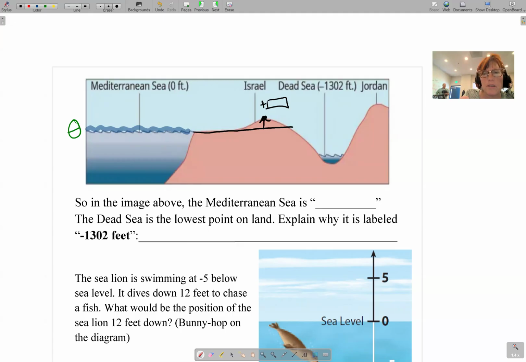But then it has this dip in land called the Dead Sea, which is technically below sea level, below the level of the sea, and it's below 1,302 feet. Notice there's a negative sign there. I'd like you to write an explanation. Why is there a negative sign there?